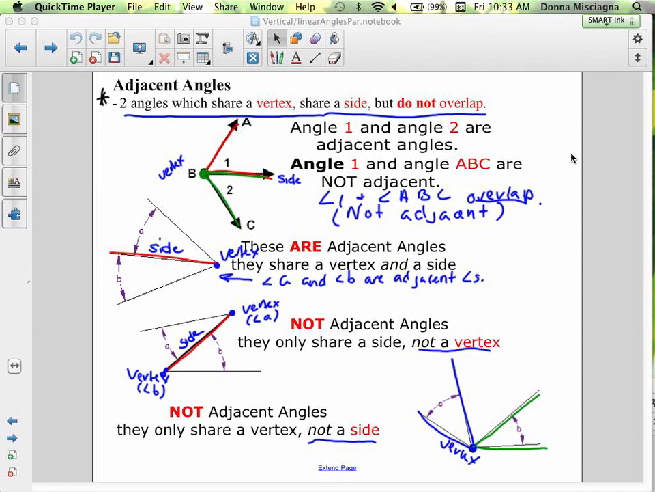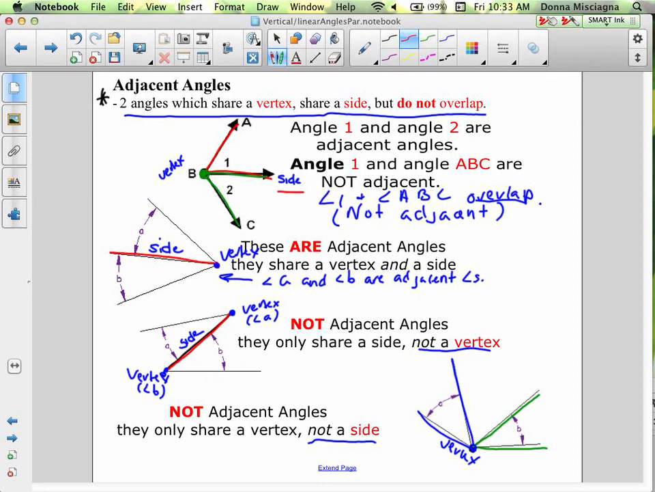All right, so we have 4 examples here of adjacent and non-adjacent angles. In the first one, angle 1 and angle 2 are adjacent angles. Notice they share a side. The side that they share is not labeled with any points here, but it's where the blue and the green lines overlap, where I have written down the side. That's the side they share. You can see point B is the vertex that they share. So those are adjacent angles.